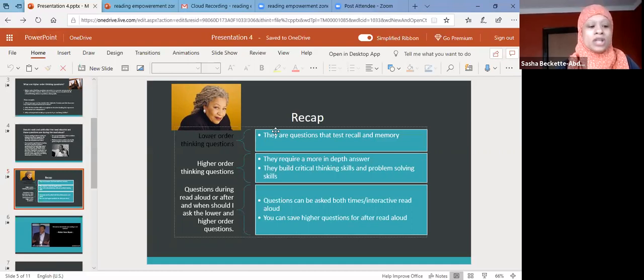Also, we talked about questions during the read aloud or after, and when should I ask the lower and higher order questions. Questions can be asked both times, all right? So they can be asked either during the read aloud or after, hence the interactive read aloud experience, keeping those who are listening to the read aloud engaged. And then you can also save the higher order questions for after the read aloud, all right?